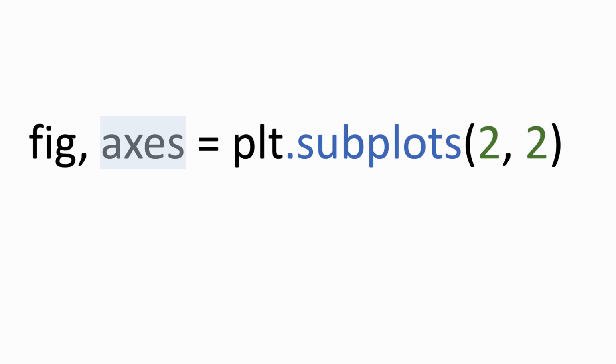So the figure is essentially the whole canvas of your plot. That's where everything will be drawn. The axes represent the subplots. Now in this case, I've created a subplot of two rows, the first number represents the rows, and two columns. Now graphically this would be represented like this.